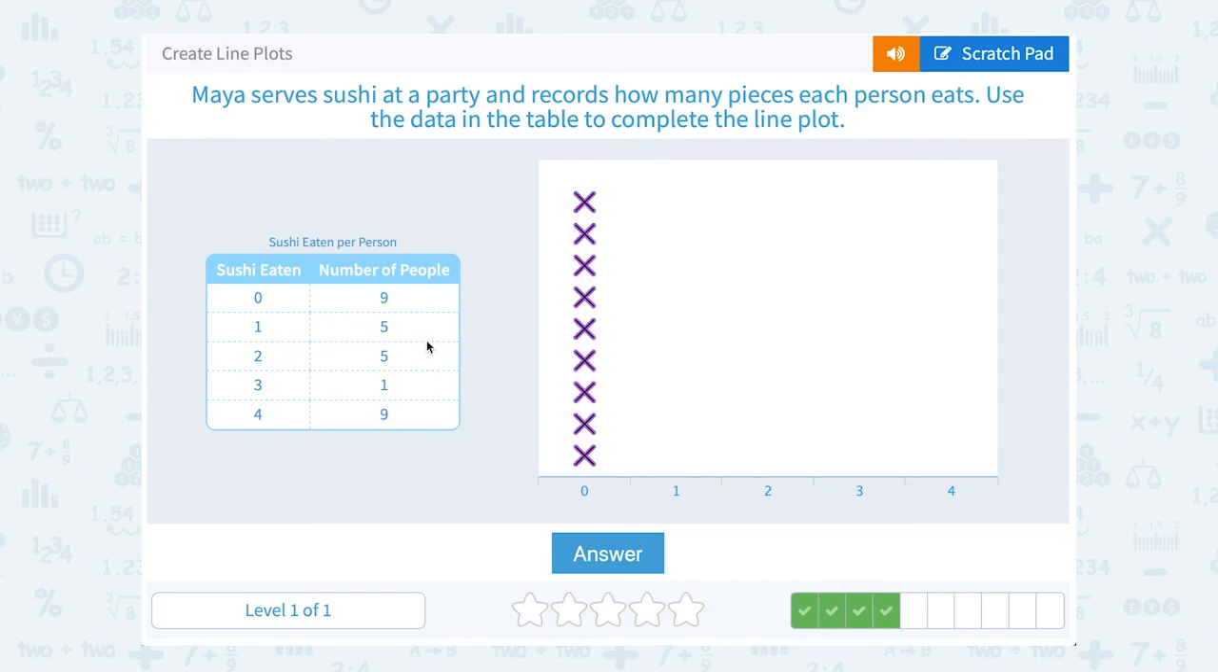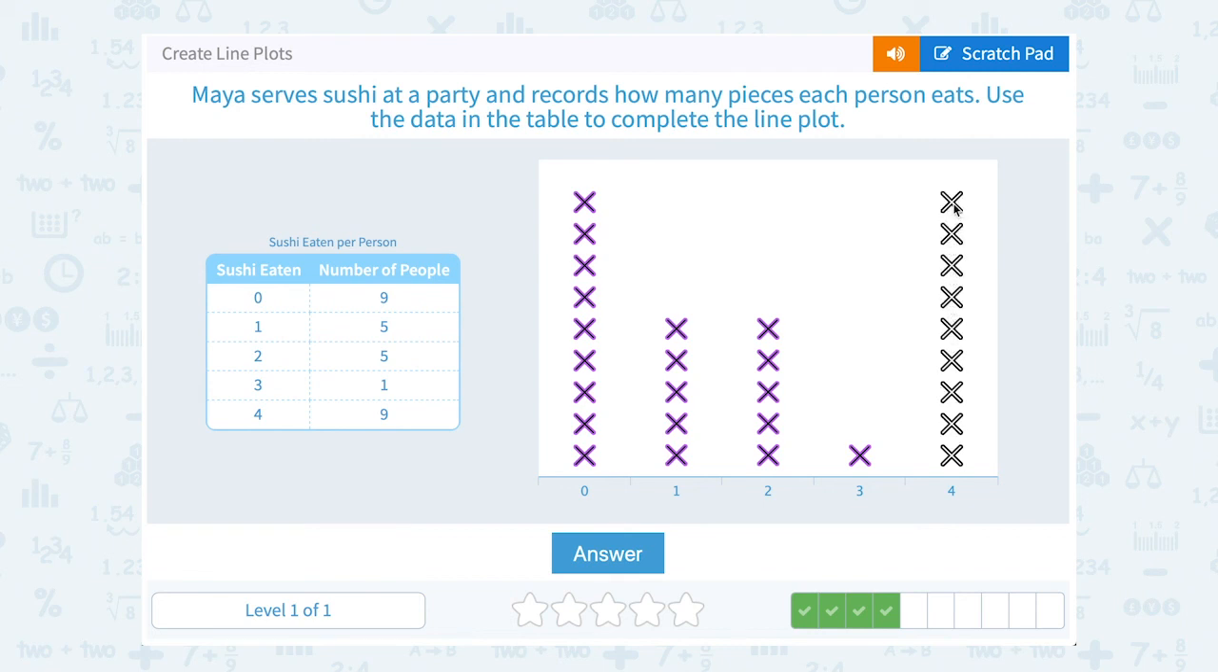For 1 piece of sushi, there were 5 people that only had 1 piece. So 1, 2, 3, 4, 5. 5 people had 2 pieces, right? This is our people. So we're going to say 1, 2, 3, 4, 5 people for 2 pieces of sushi. 1 person only had 3, and 9 people had 4 pieces of sushi.